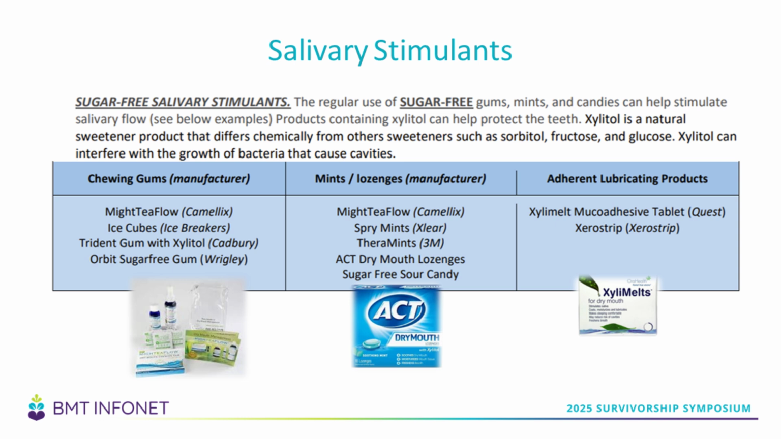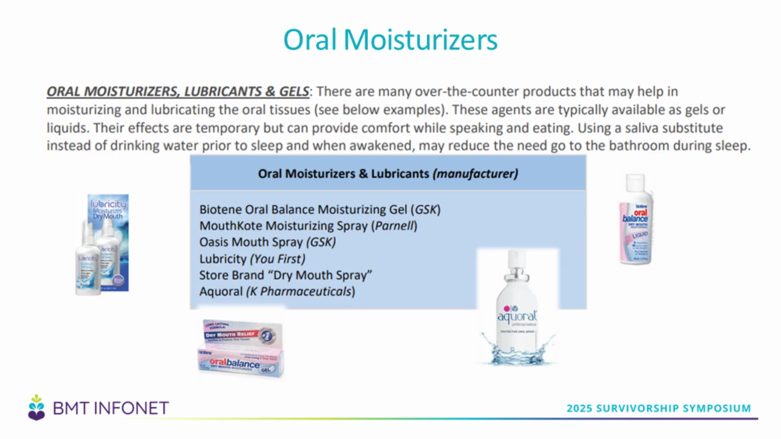There's a whole line of medications, or lozenges or gums, that are made specifically for dry mouth patients. Mighty Slow uses a component of green tea that's super saturated that helps to heal salivary gland tissues. Act dry mouth lozenges, something I was not aware of, come in multiple different flavors, and so they're very well tolerated. And then really any sugar-free sour candy is enough to just keep that spit flowing. Then there are adhesive products, a Xylomelt or a Xerostrip, and they actually adhere to your gum tissue and slowly dissolve over time. So if you're someone who doesn't like having something floating around in your mouth, they're very, very helpful.